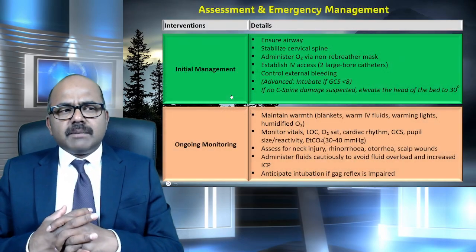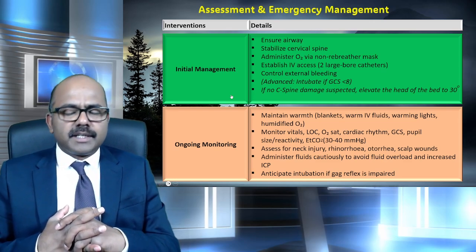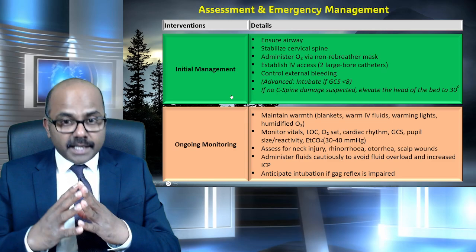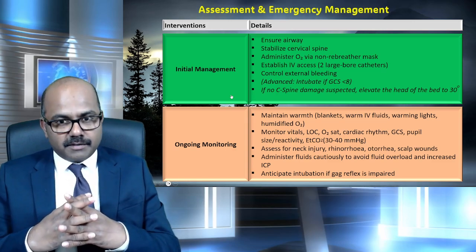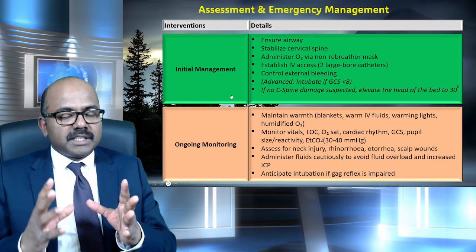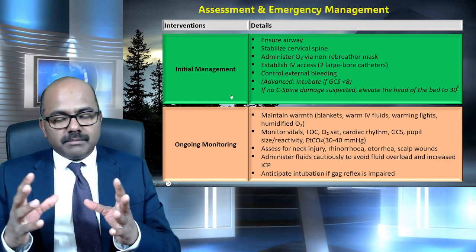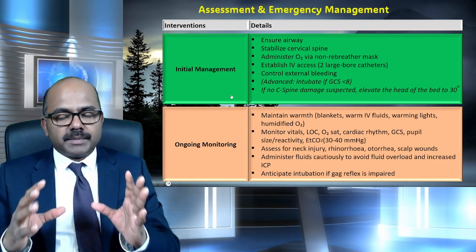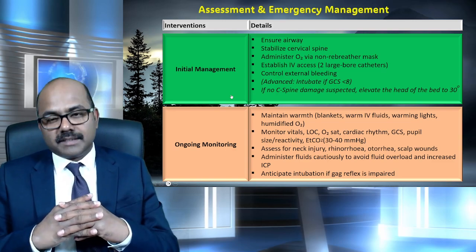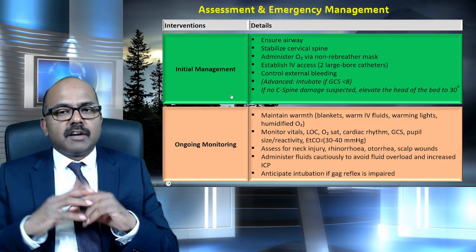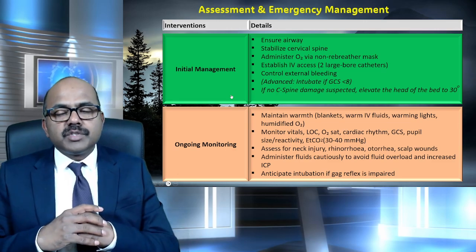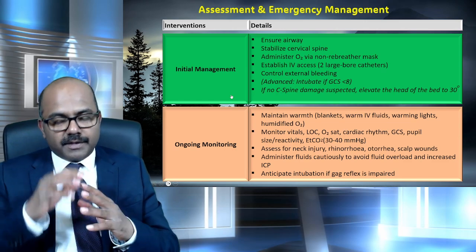When it comes to the initial management, the first priority is always the airway. Is the patient able to maintain his own airway? If the GCS is more than 8, most likely the patient may be able to maintain his airway. If the GCS is very low, I have to put in an oropharyngeal airway. If the patient is very drowsy but still rousable, you need to put in a nasopharyngeal airway, unless there is a basilar skull fracture. If you suspect a basilar skull fracture, if you see Battle's sign or raccoon eyes, or any discharge from the ear or nose, don't put in a nasopharyngeal airway.